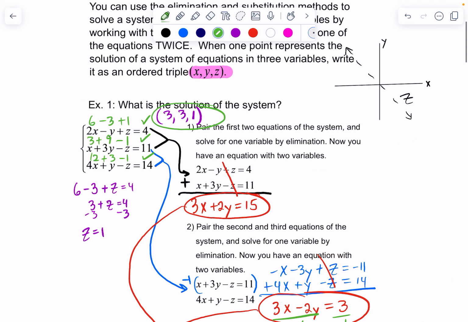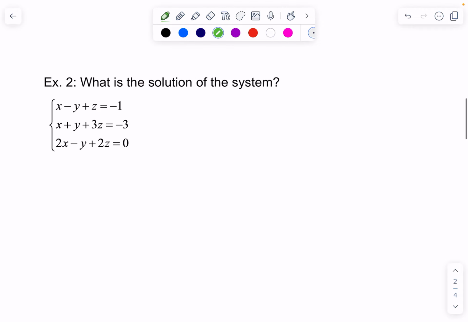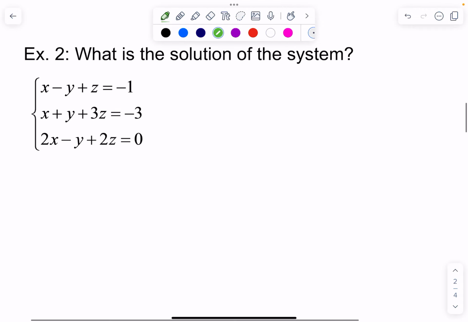All right, let's try another one. Okay, let's solve this system. Let's go ahead and take the first two together.